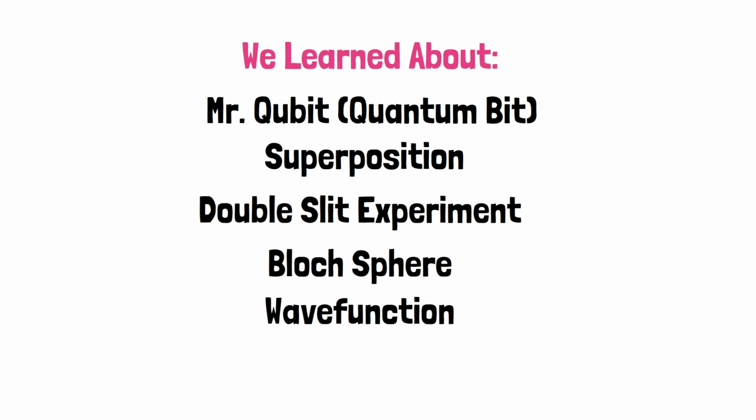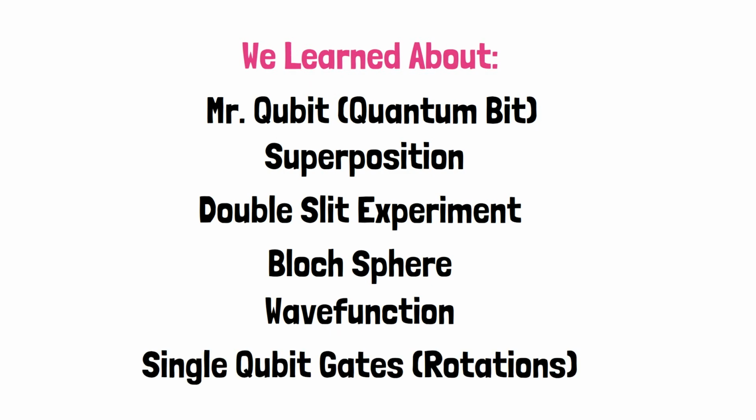to calculate the probability of Mr. Qubit being in one of its basis states. Lastly, we can process information in a qubit or change its state using quantum gates, which are simply rotations of the Bloch sphere. Now, feel free to take a breather, rewatch anything you like, because things are going to get more interesting in the next video.